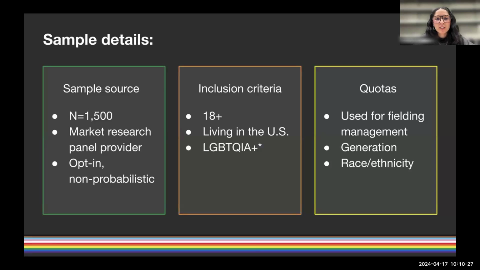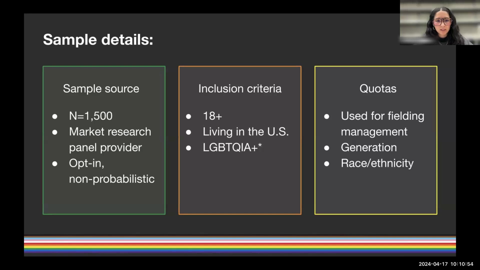So first off, looking at the sample details, we asked 1,500 LGBTQIA plus individuals living in the United States who are 18 and up. We sourced our sample from a market research sample provider. That's an opt-in, non-probabilistic sample maintained by the vendor. And during the fielding, we used quotas for race and ethnicity and for generation.